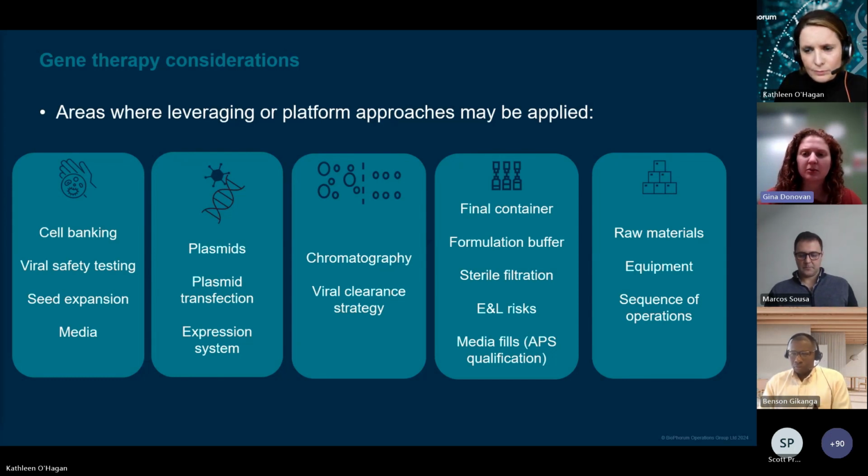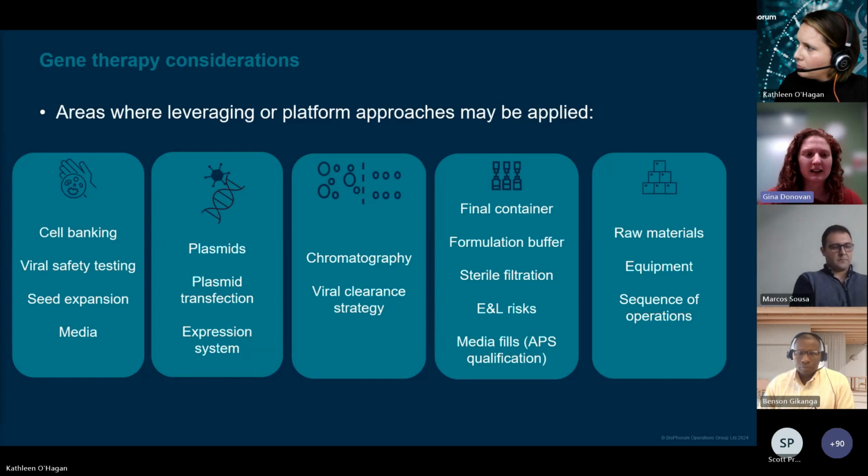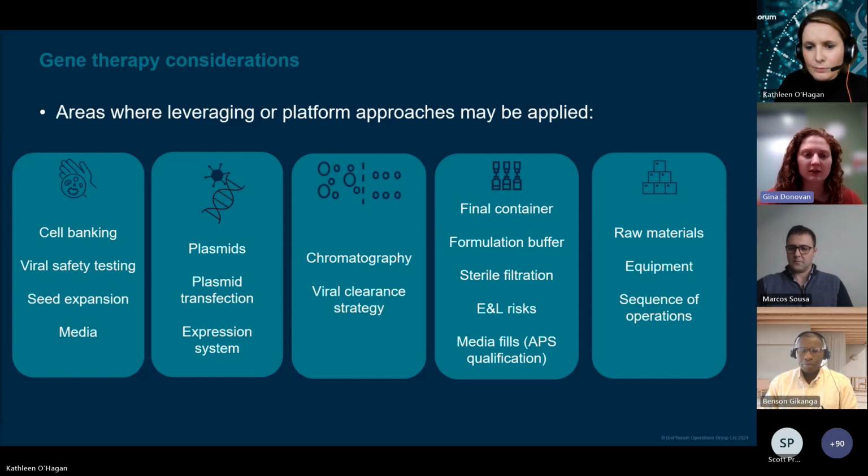Chromatography and general process considerations like raw materials and equipment, as well as sequence of operations. I think when we talk about platform, sometimes the manufacturing side of the platform can get kind of overlooked or lost. And it is still really important that the end commercial process is kept in mind when developing these products, right? If you have a completely different mixer between two different programs, you're not going to be able to have a platform mixing validation, for example.